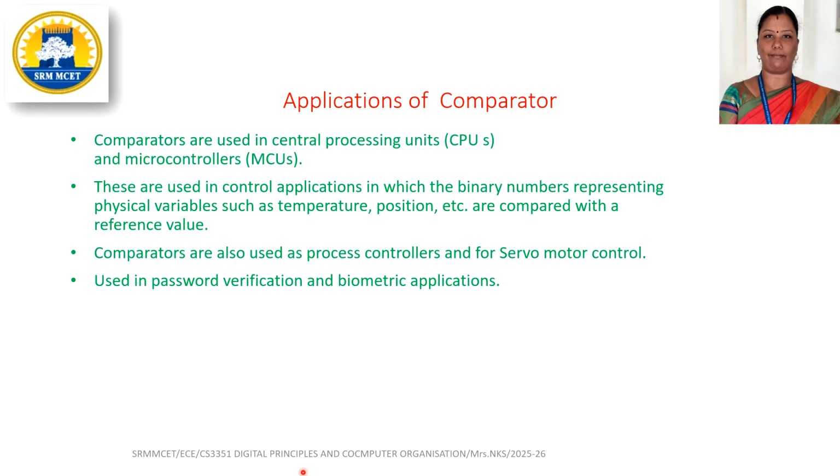So let's see where comparators are used. Comparators are used mainly in decision making places, such as servo motor control, password verification, biometric applications and similar places. The one limitation of the magnitude comparator is that the system becomes complicated when we go for a higher number of bits. That is the only limitation of this magnitude comparator.